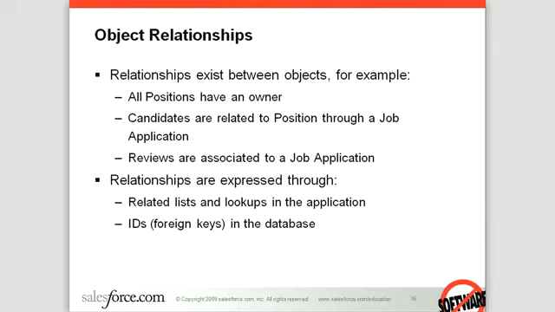In the application, anytime we see a related list, that indicates that the object we're looking at in the related list has a child relationship to the current object. The flip side of that is anytime we see that lookup icon within the UI, we're then navigating up to the parent.